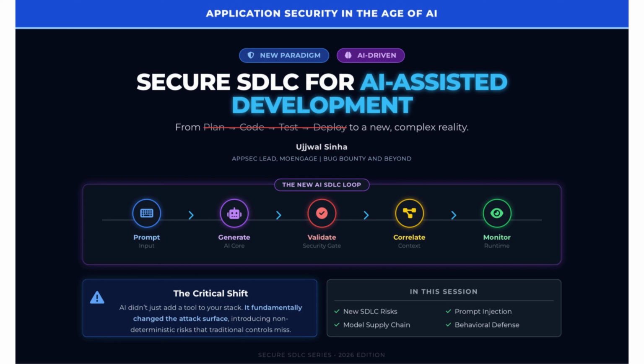Here's what we'll cover. First, we'll map out the new risks introduced by AI in the software development lifecycle. Next, we'll examine prompt injection, a subtle yet powerful exploit that targets the way large language models process input. We'll then look at the model supply chain, including how third-party and open-source models influence our security posture. Finally, we'll discuss behavioral defenses, new approaches to detect and contain AI-driven threats. I'm Ujjwal Sinha, and I've spent years in application security and bug bounty hunting. I'm excited to share insights that will help you future-proof your SDLC.